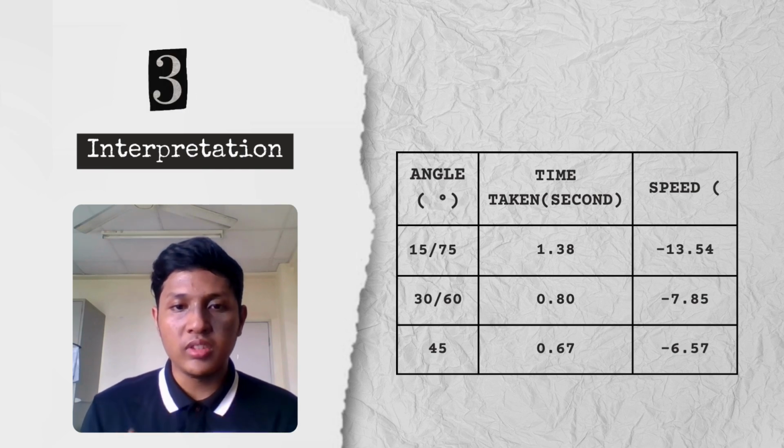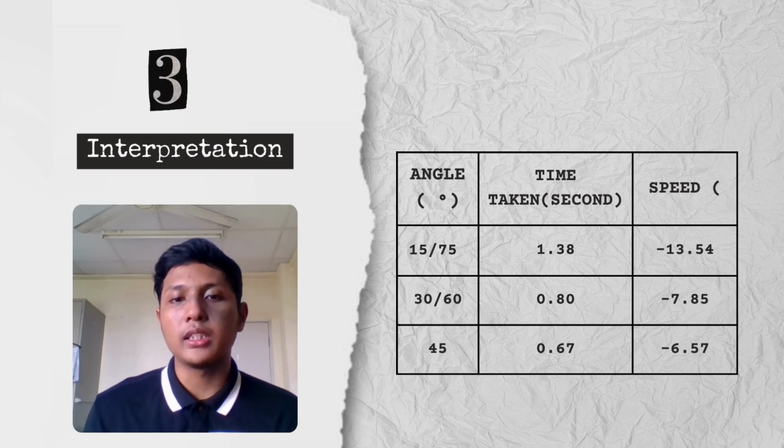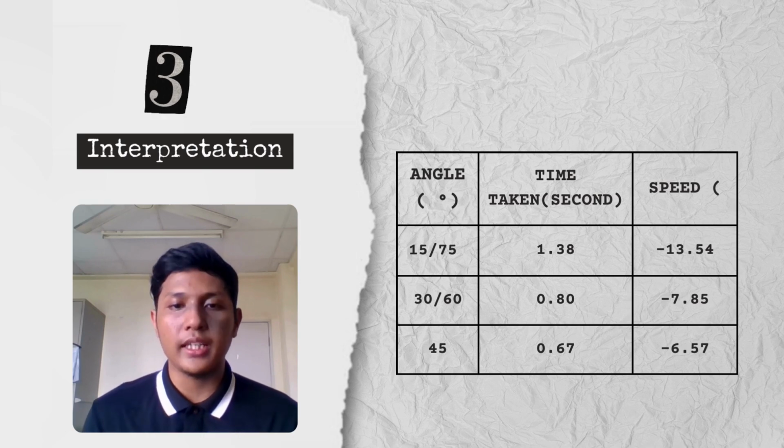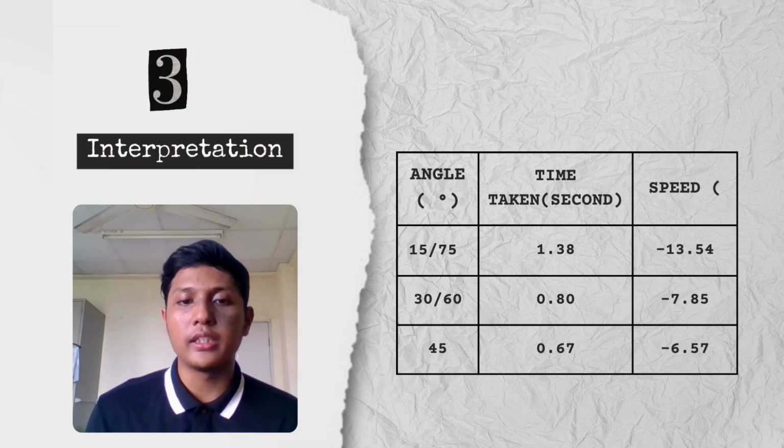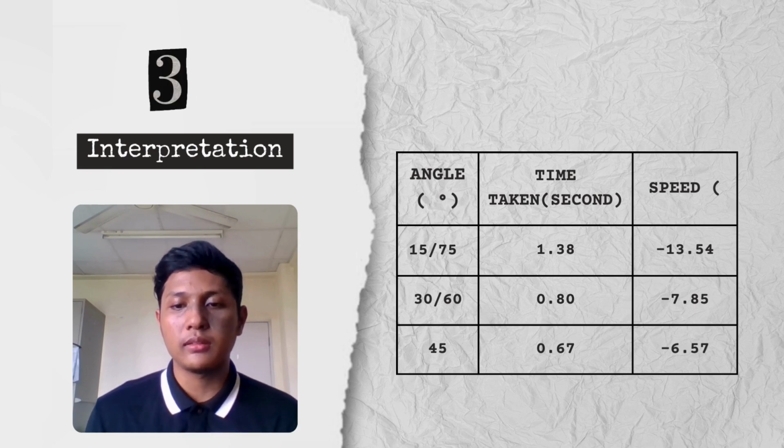From that, we can interpret that the angle of a ramp plays a big part in the speed of going down said ramp. Also, that the lower the downward angle, the higher the speed of the projectile.